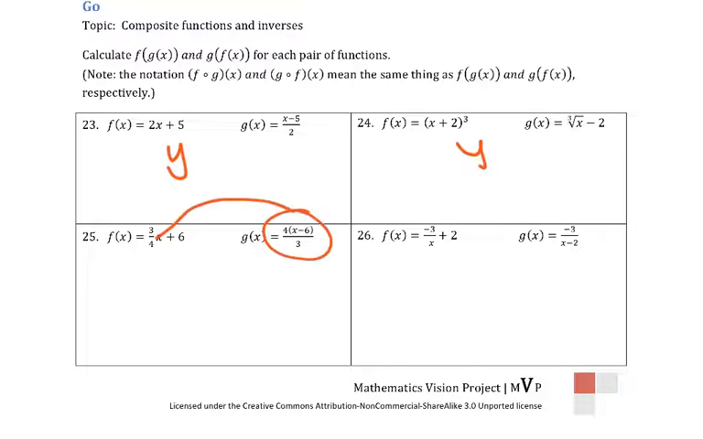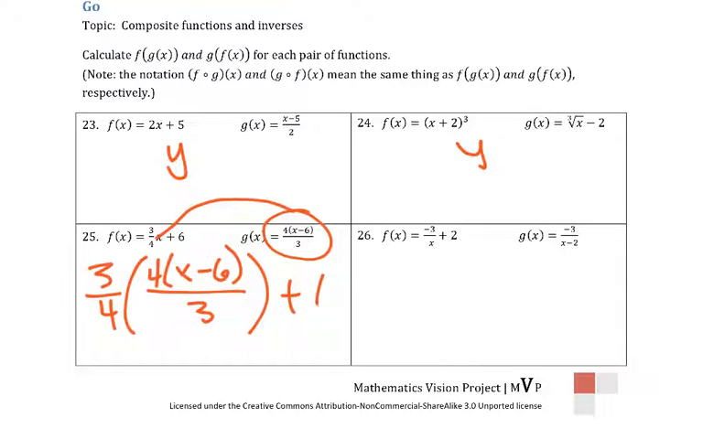Okay, take this, plug it inside for x, so I go 3/4 times 4 times x minus 6 over 3 plus 6. 3 on top, 3 on bottom, 4 on bottom, 4 on top, they cancel. We're left with x minus 6 over 1, which is just x minus 6 plus 6. We end up with x.